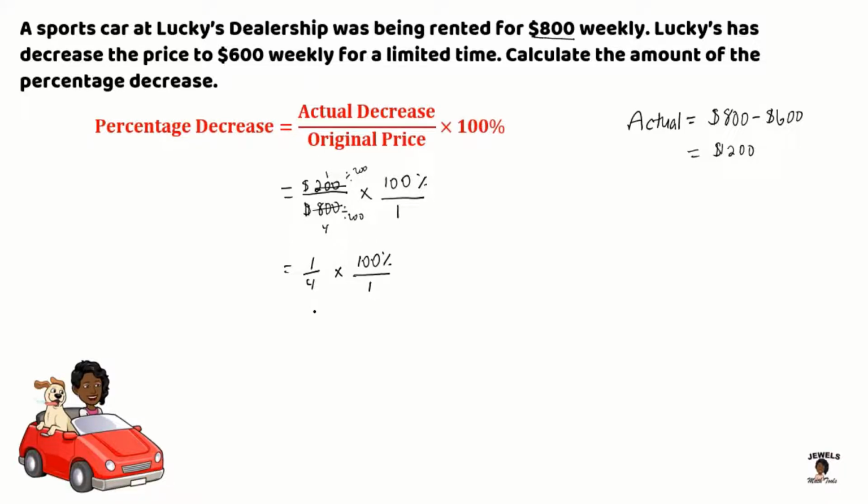So my 1 times 100% will equal 100%. And my 4 times 1 will equal 4. And we know that there are 4 quarters in our 100%. So that means that I can divide my 4 by 4 and my 100 by 4. And 4 divided by 4 is 1. And 100 divided by 4 is 25. So my percentage decrease is 25%.